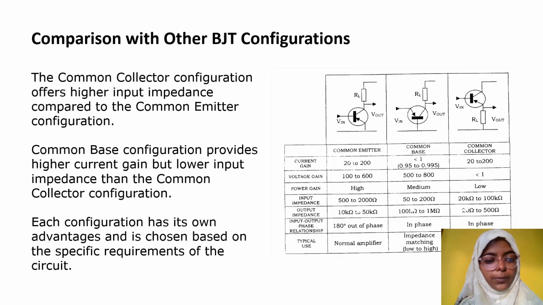Comparison with other BJT configurations, meaning the comparison of common collector, common base, and common emitter. The common collector configuration offers higher input impedance compared to the common emitter configuration. The common base configuration provides higher current gain but lower input impedance than the common collector configuration. Each configuration has its own advantages and is chosen based on the specific requirements of the circuit.